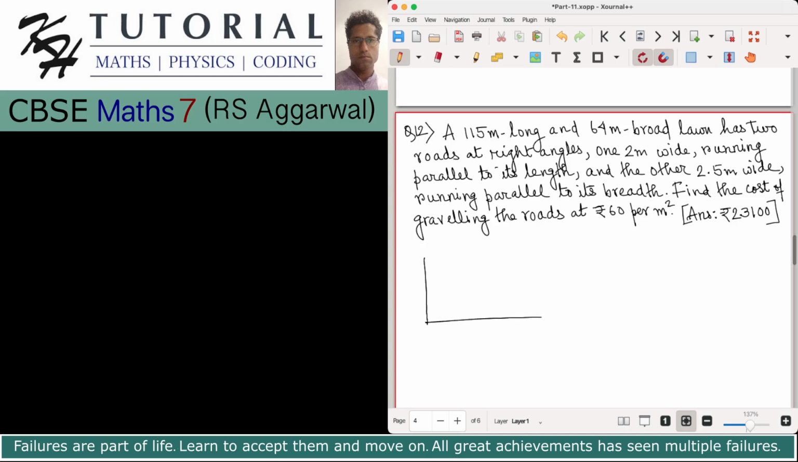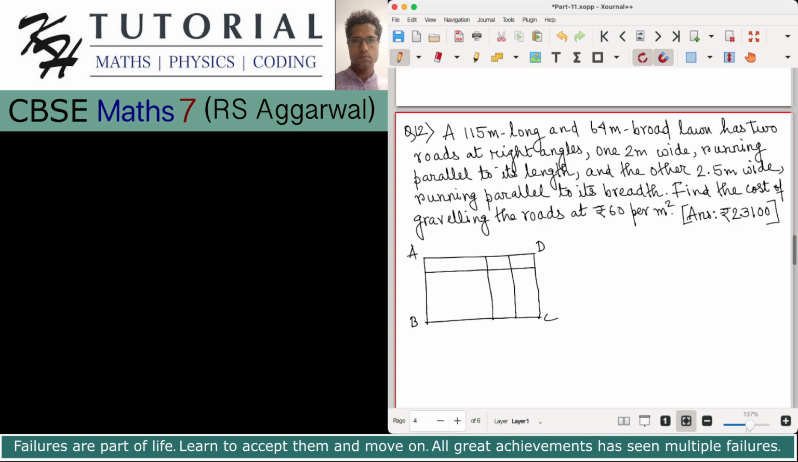rectangular, so this be the lawn. This is the lawn. Let's say ABCD. This problem is very similar to the previous one. The only thing is that in this problem the two roads are having different width. So let's say the road running parallel to the breadth is somewhere here, but the roads are perpendicular to each other, and let's say the road parallel to the length P. This is the road parallel to the length.